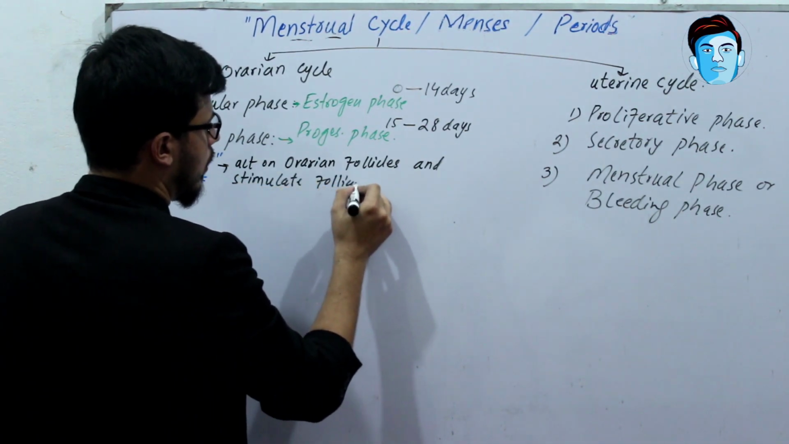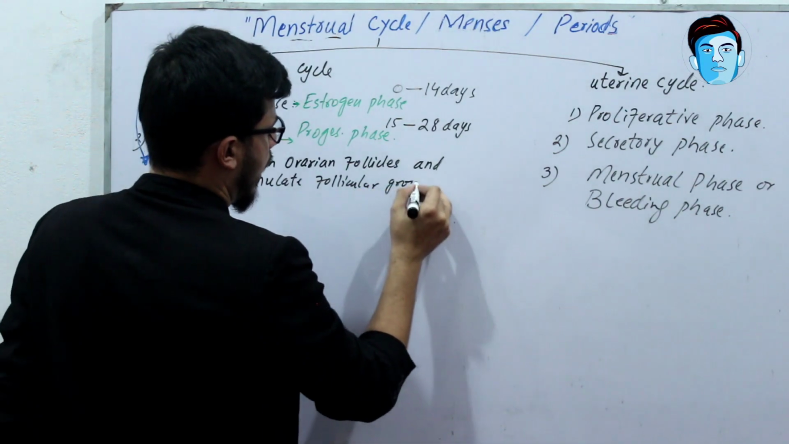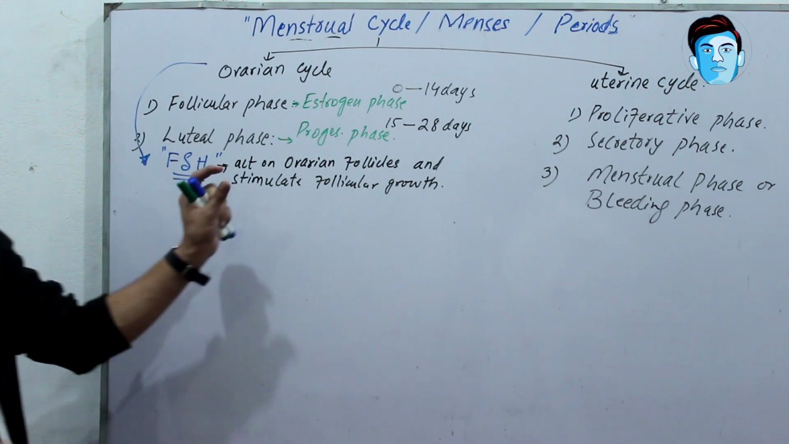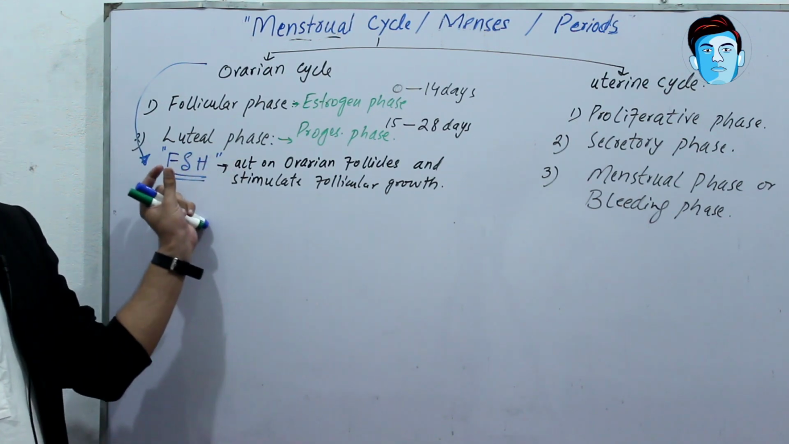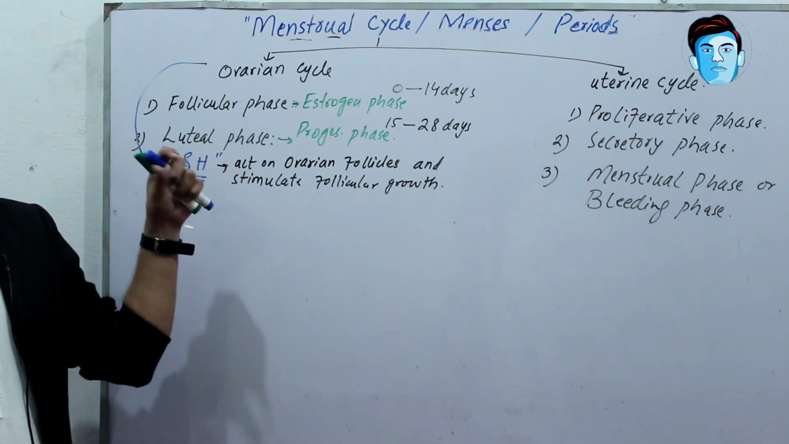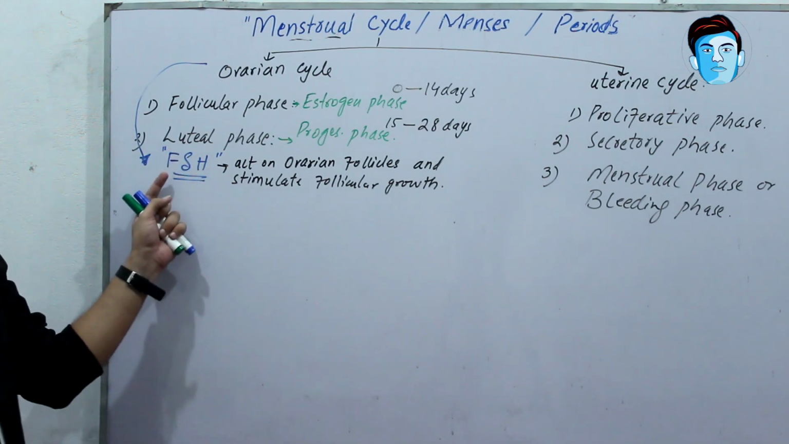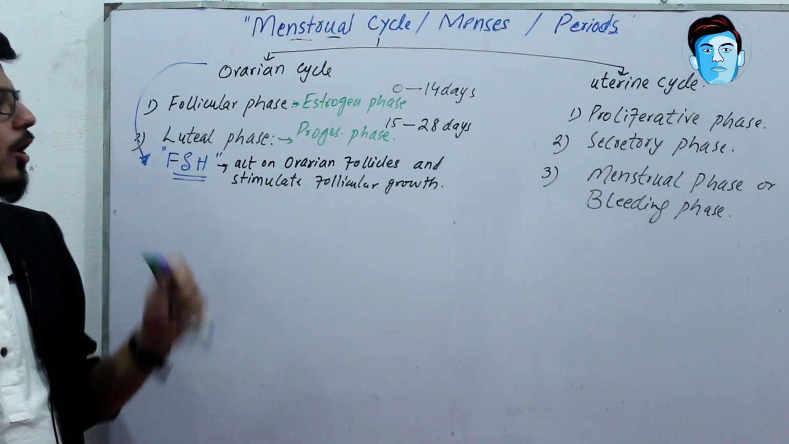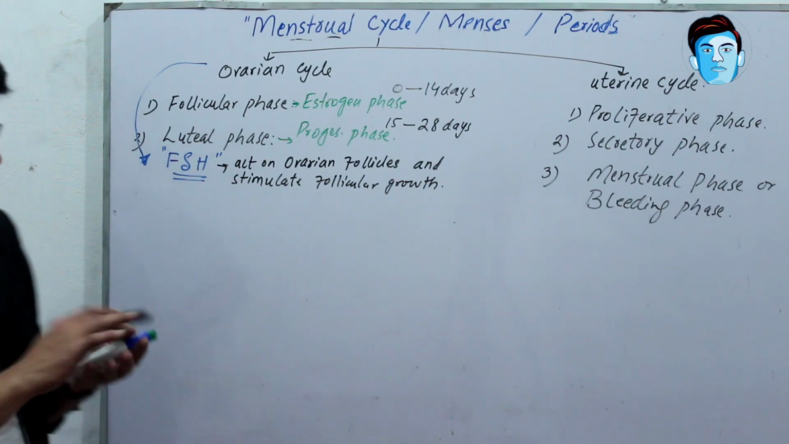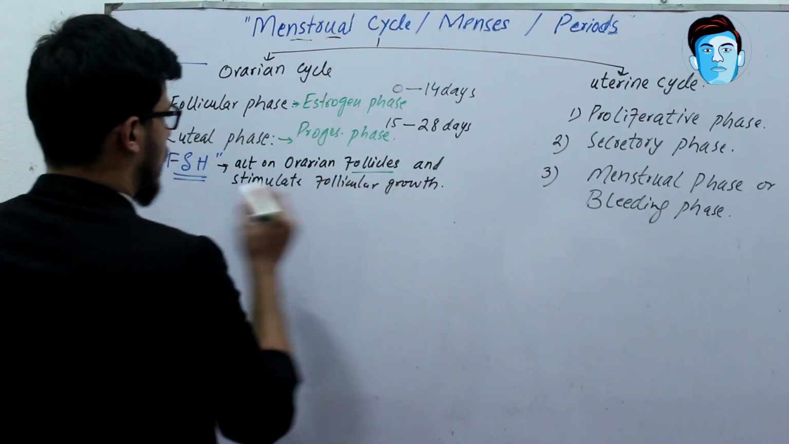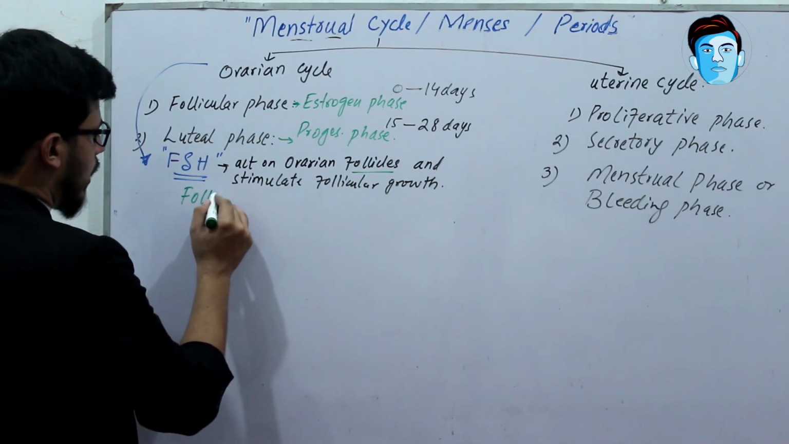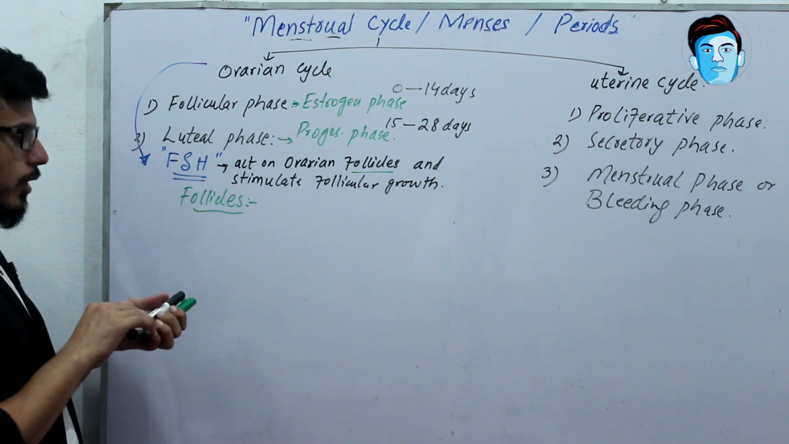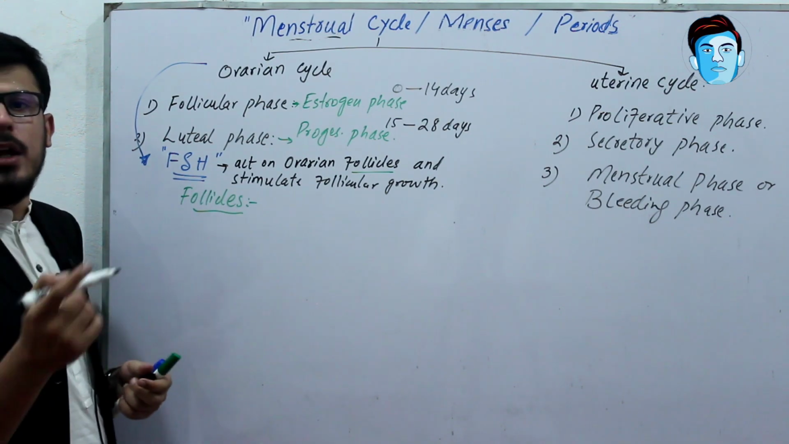follicular growth and maturation. And as we discussed earlier, the FSH is released from the anterior lobe by stimulation of the hypothalamus, and it acts on the ovarian follicles and stimulates the follicular growth and maturation. Now what are follicles? Where are these follicles located in the ovary? These follicles are located in the ovarian cortex.